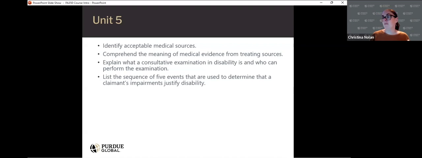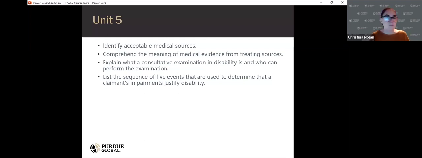Then we're going to look at the meaning of medical evidence from treating sources. So which medical opinion carries more weight? What kinds of information do you need? Then we'll look at what is a consultative examination in disability and who performs this.